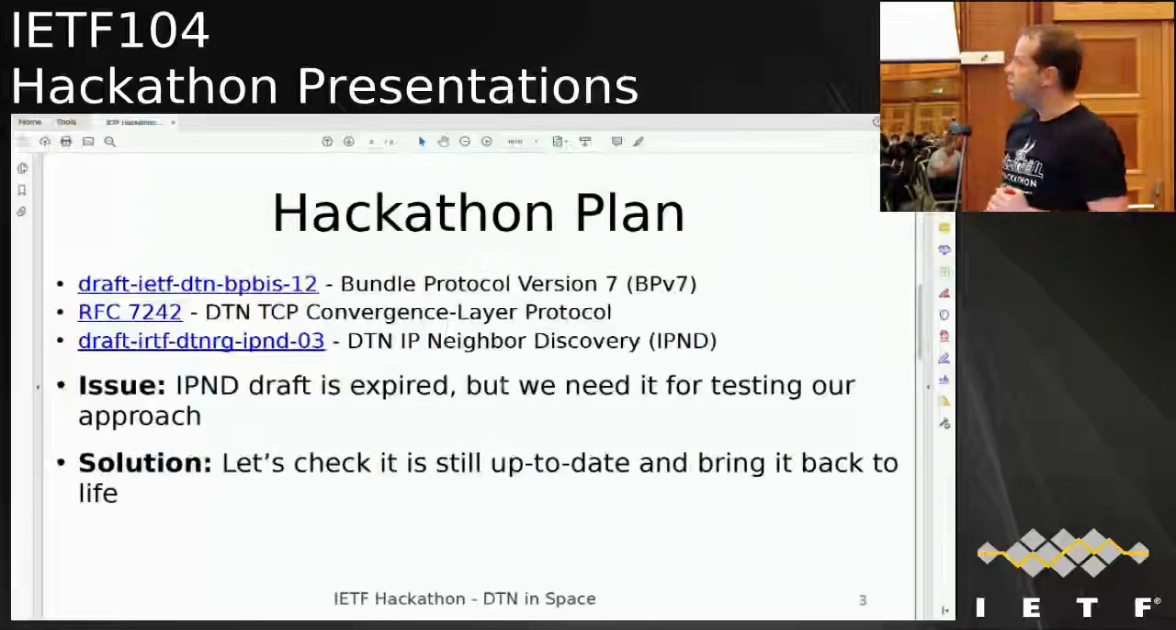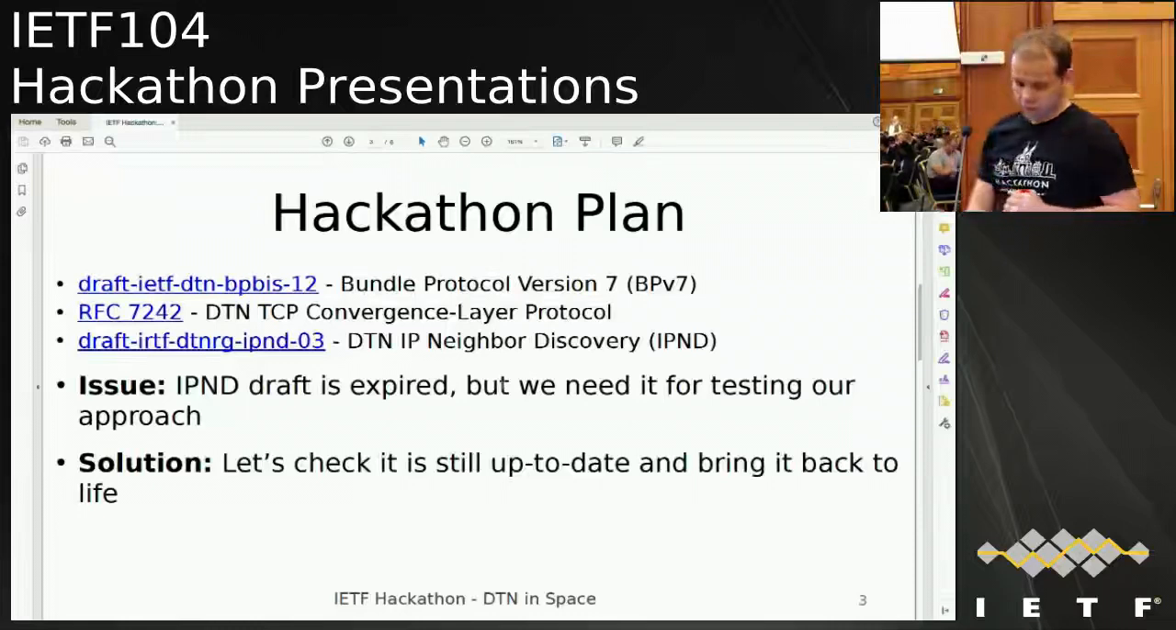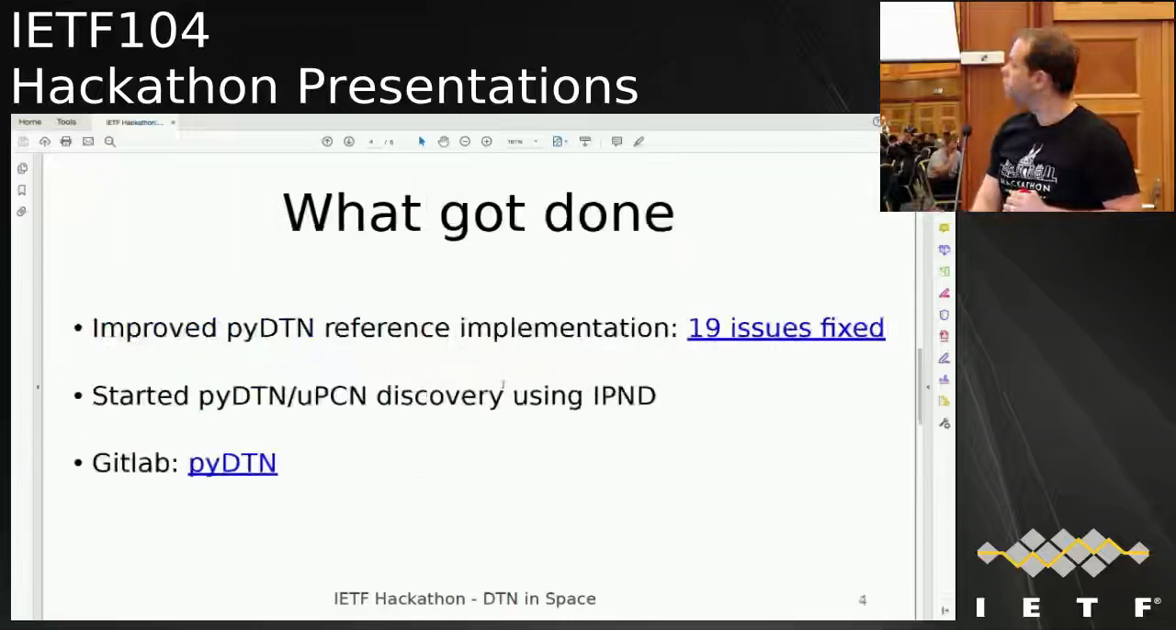So that was our use case, and there are at least three drafts involved. There is bundle protocol version 7, then there is the DTN TCP convergence layer protocol, and DTN IP neighbor discovery, IPND. We found an issue as we were working on the demo. The IPND draft is expired, so since we need it for our testing to test our approach, the proposed solution is that we check whether it's still up to date, even if it's expired, and bring it back to life. That's our plan for Hackathon and also for the upcoming IETF week.